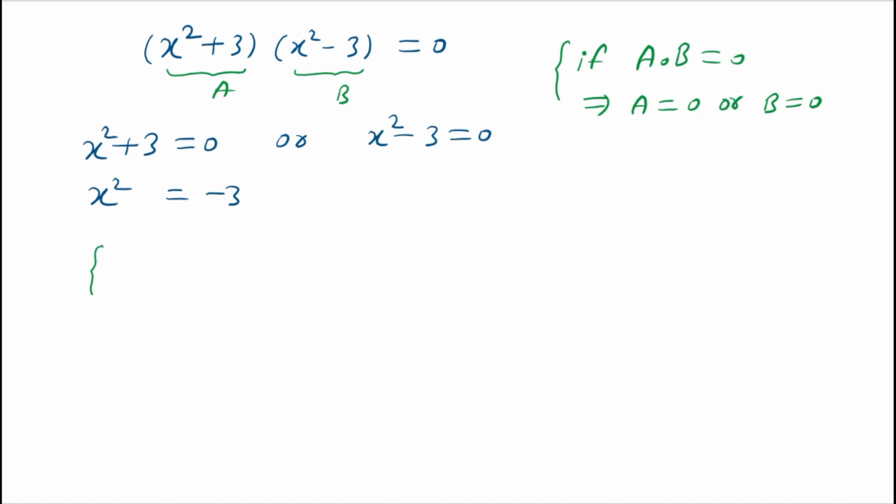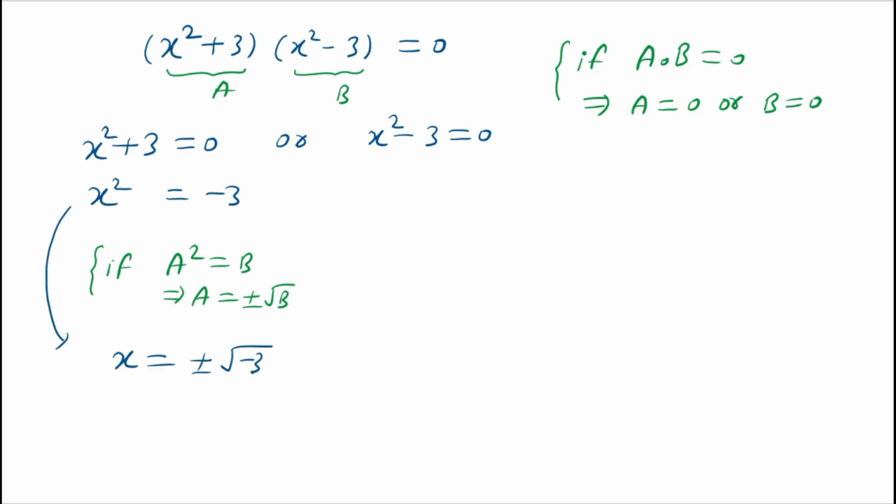Now if we apply this rule: if a squared equals b, this implies a equals plus or minus square root of b. If we apply this rule here, then x equals plus or minus square root of minus 3, which is square root of 3 times iota. Here we have two solutions. First solution, x1 equals plus square root of 3 times iota, and second solution, x2 equals minus square root of 3 times iota.